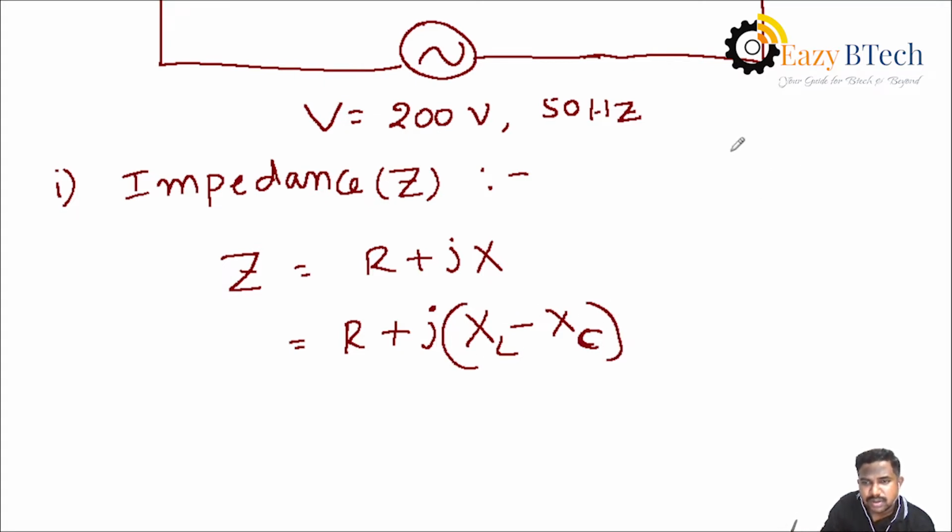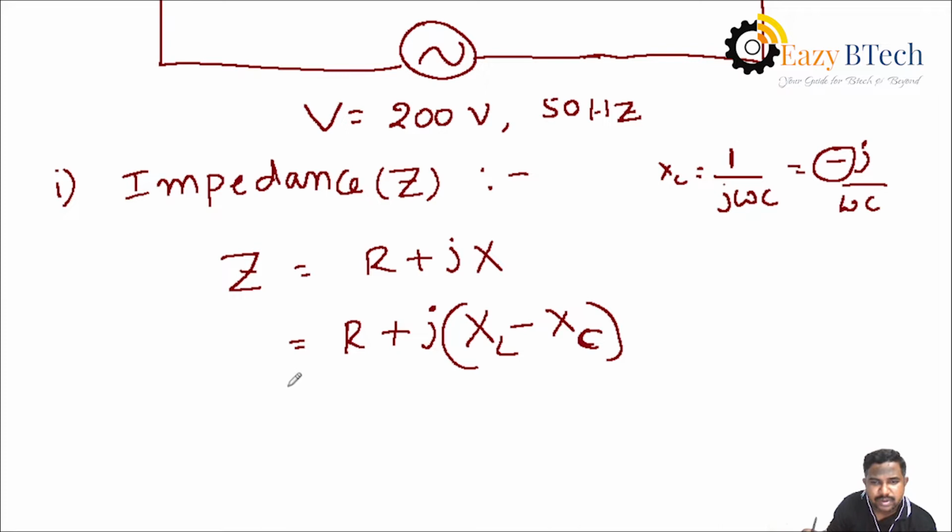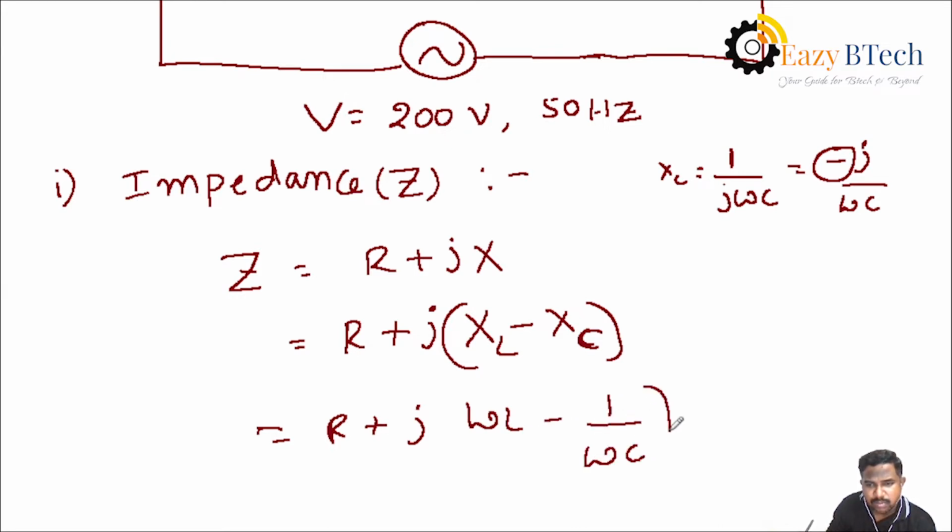That is, the value of XC is nothing but 1 by j omega C. Then you should equalize it to minus j by omega C. That's why this minus appears for capacitance. Hence, write down XL minus XC. Hence, R plus, what is the value of XL? That is omega into L. What is the value of XC? That is 1 by omega C.